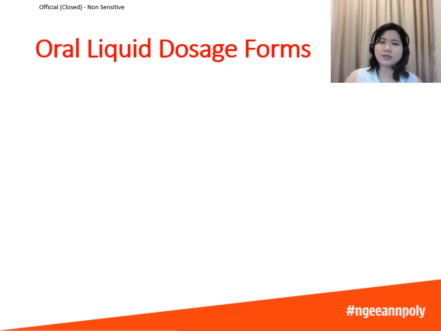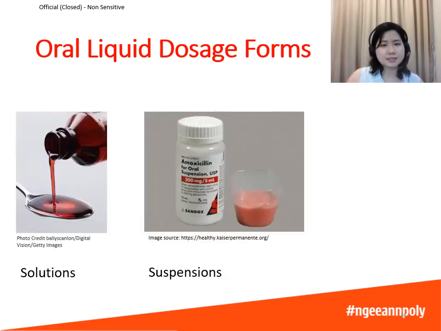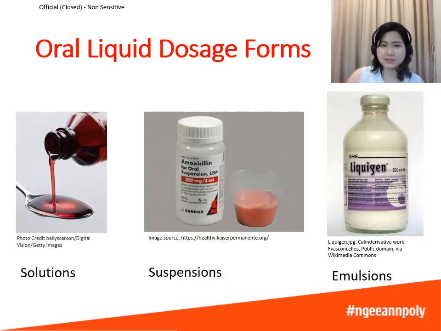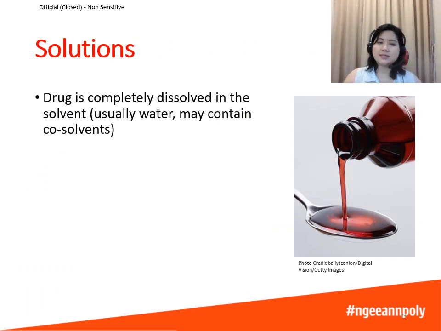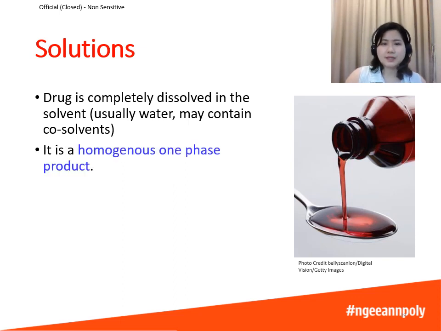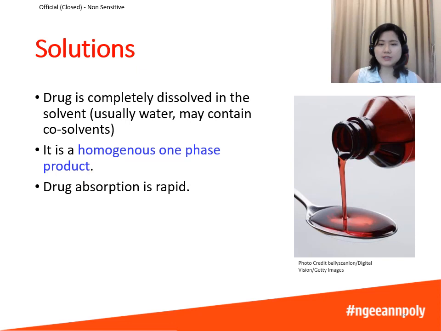Now let's take a look at liquid dosage forms. We have solutions, suspensions, and emulsions. In solutions, the drug is completely dissolved in the solvent, which is usually water. It is a homogeneous one-phase product. Visually, you can see that the solutions are clear. Since the drug is already dissolved, the drug can be absorbed very quickly in the gastrointestinal tract.